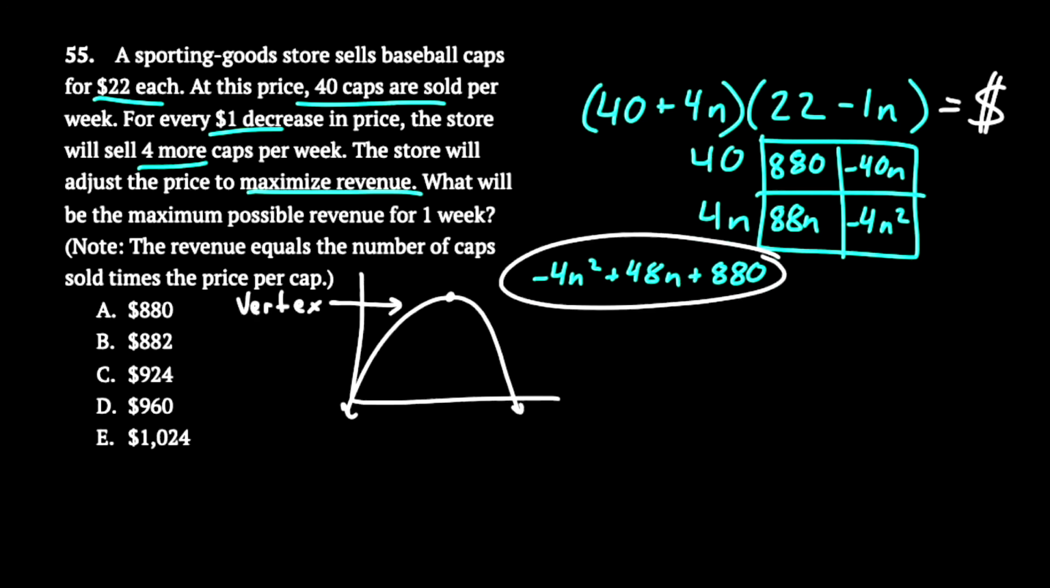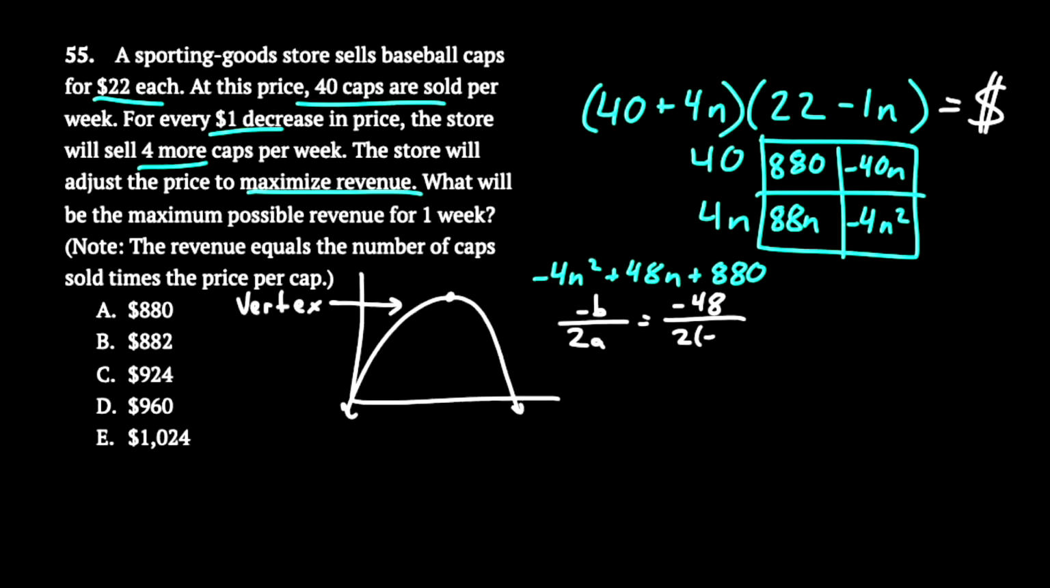Now to find the vertex of something in standard form, we would do the opposite of b over 2a. So in this case, that would be the opposite of 48, negative 48, over 2 times a, which was negative 4. All right, 2 times negative 4 is negative 8. So if we have negative 48 over negative 8, that would be 6. Now that's not our answer. If you look at the options here, 6 definitely isn't an option. 6 is actually the x value. We just found the x value for the vertex.